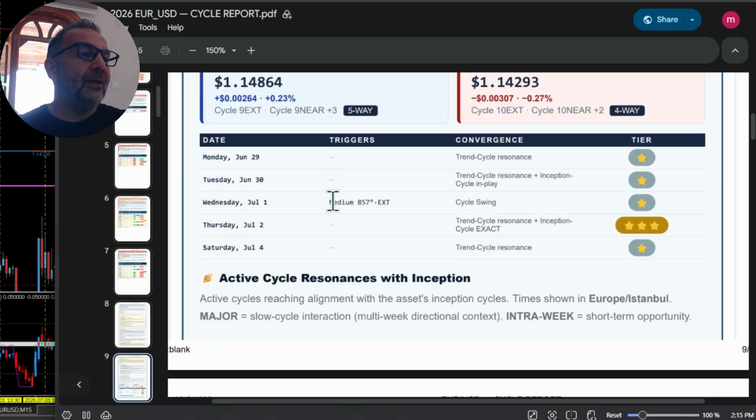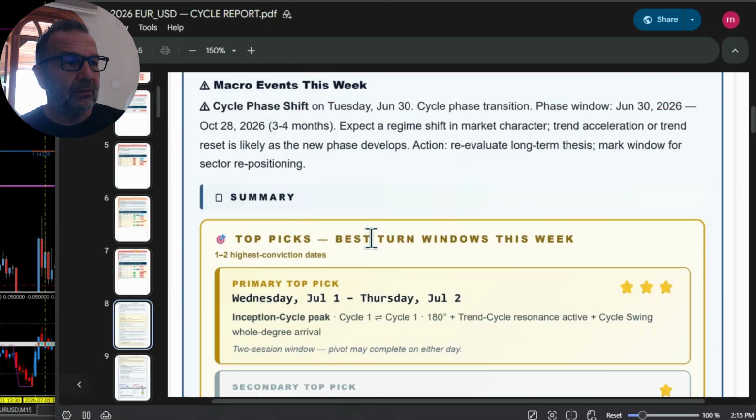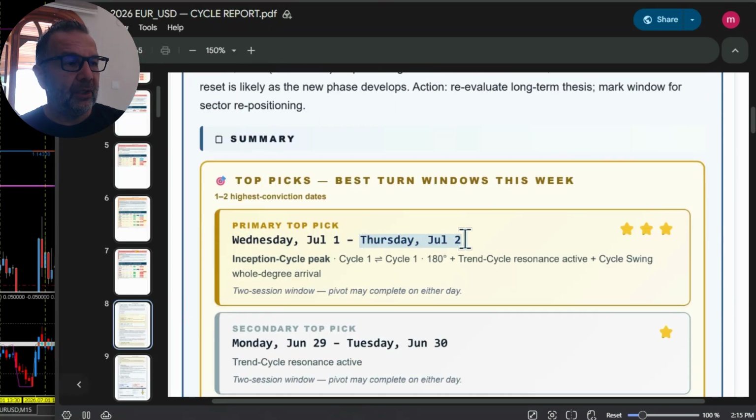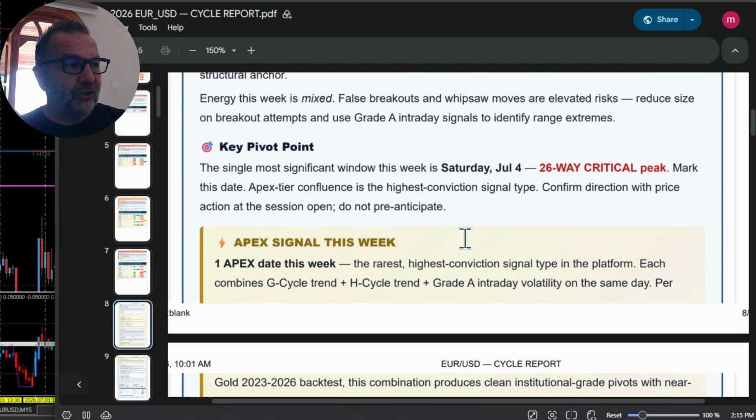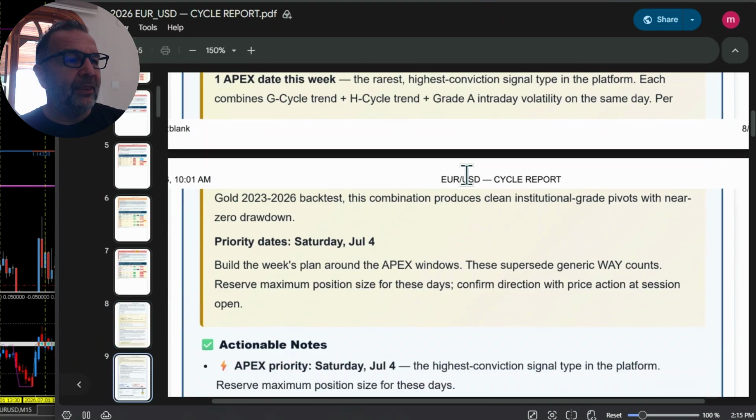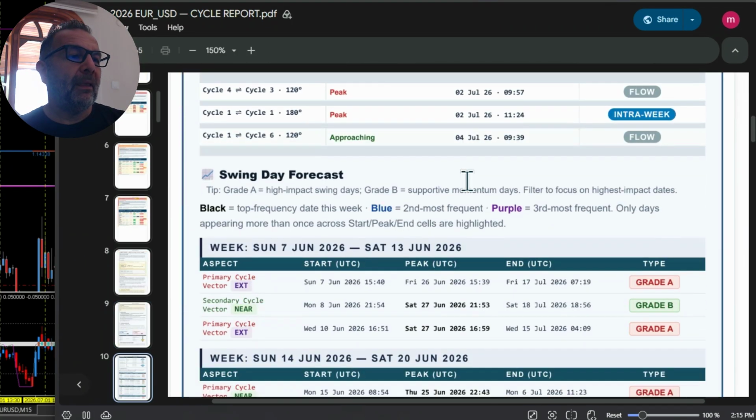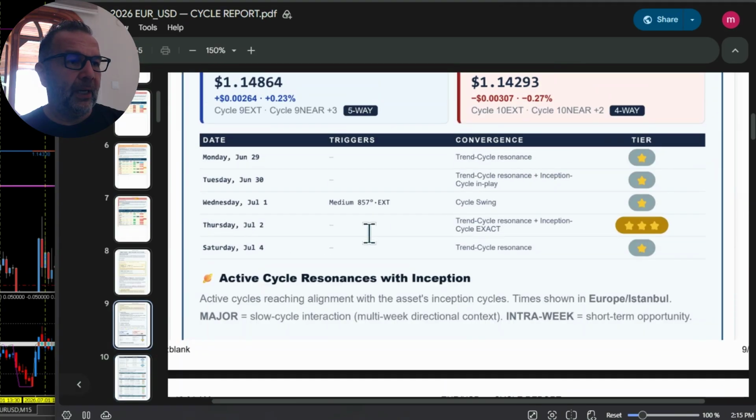And here as well, as you can see, I've kind of starred whatever is coming through. So this is a 3-star day. It's Thursday, July the 2nd, which is also on here. So by checking that, you see that we've got, here we are, Thursday, July the 2nd. We've got a 3-star here. Then we can say, okay, you know what, I'll wait for Thursday. So that's the whole week.